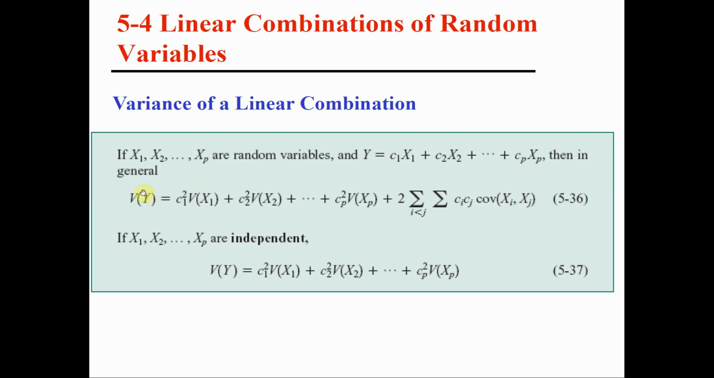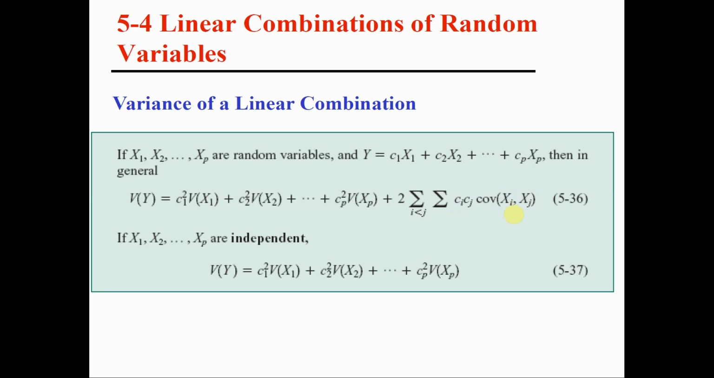According to what we just said, the variance of y is equal to c1 squared variance of x1 plus c2 squared variance of x2 plus c3 squared variance of x3, and then plus 2 times, let's open a big bracket. Inside we have c1c2 covariance of x1, x2 plus c1c3 covariance of x1, x3 plus c2c3 covariance of x2, x3, and that's it. These are the only pairwise terms.